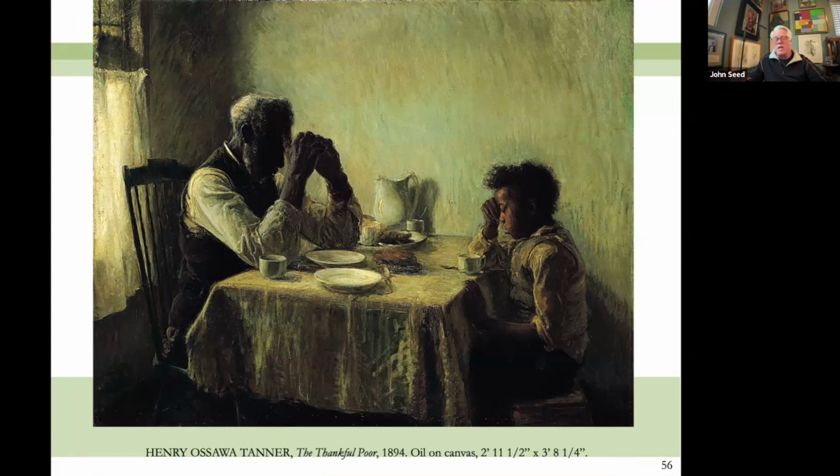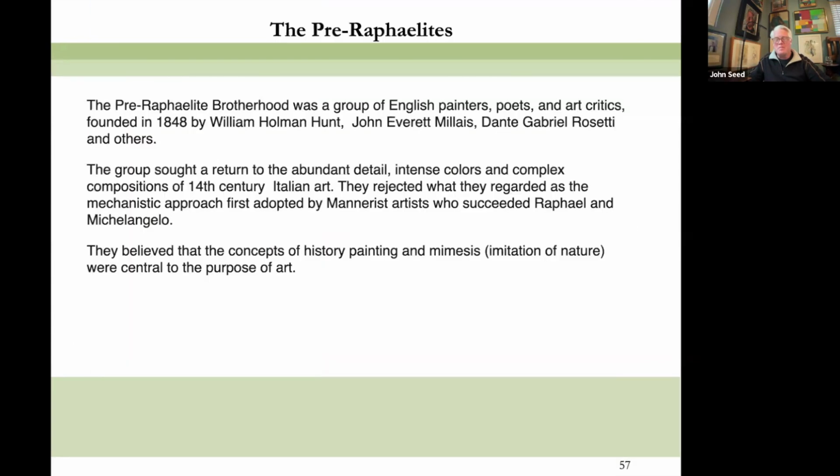Tanner, one of the first African American painters, painting in the, if you will, in the style of Millet, giving us piety and a prayer in a humble home. Beautiful, beautiful lighting, like Vermeer, coming in from the window behind the man who leans into his hands.